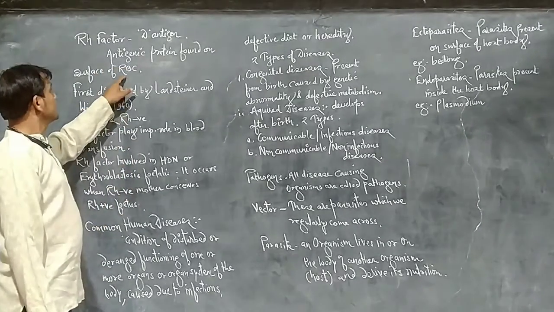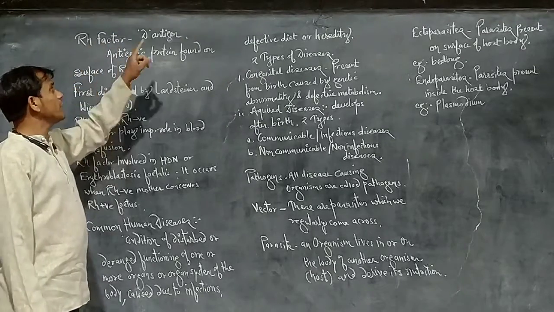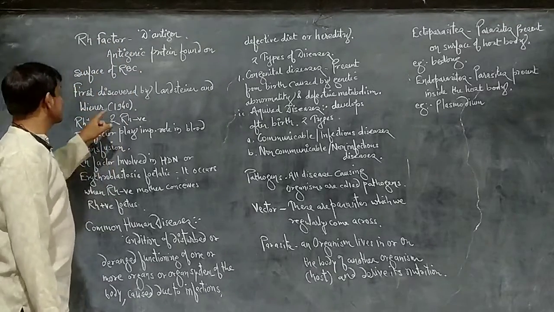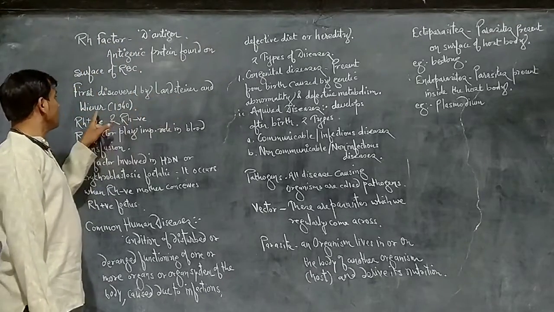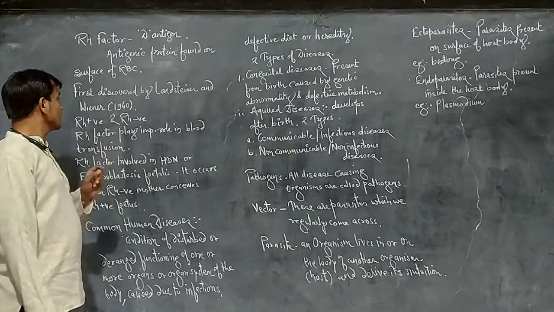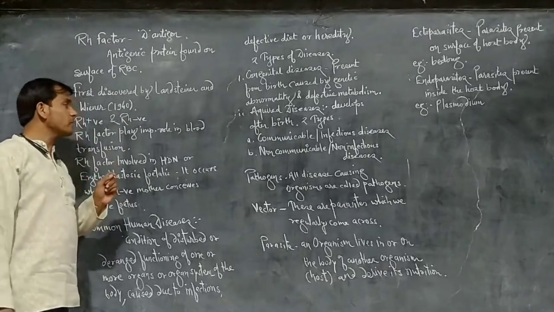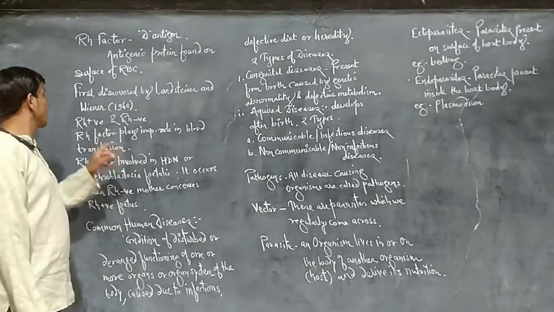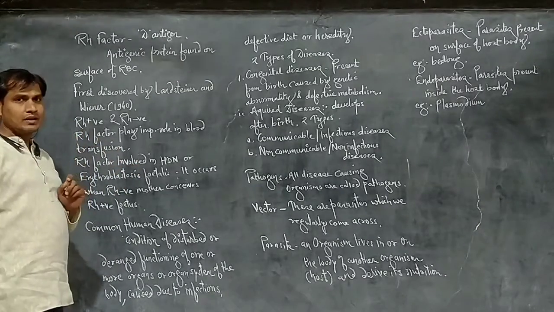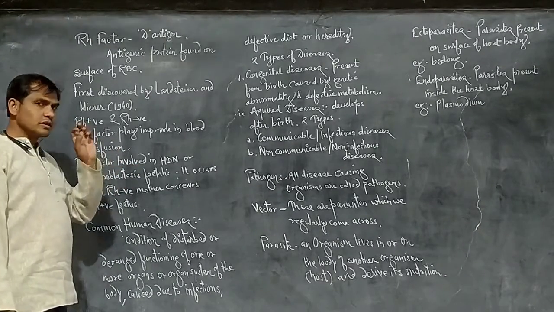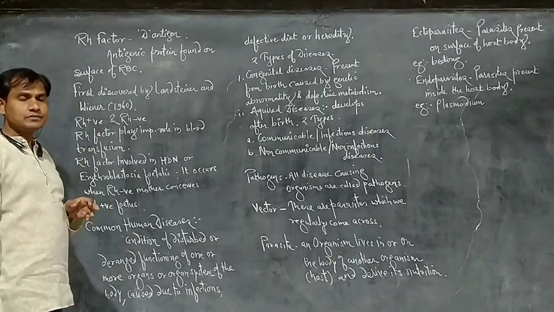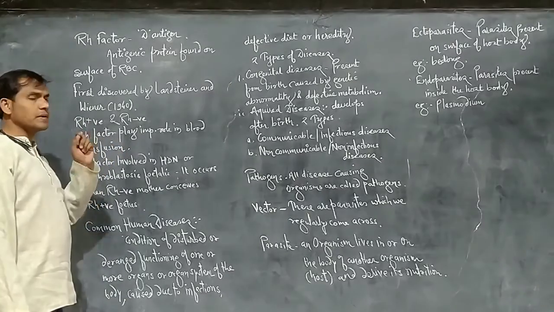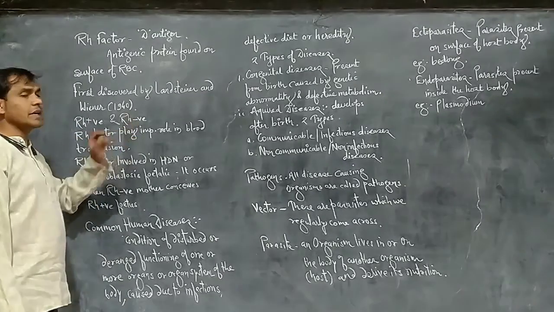This RH factor or D antigen was first discovered by Landsteiner and Wiener in 1940. If the RH factor is present on the surface of RBCs in a human being, that person is called RH positive. If the surface of RBCs lacks the RH factor, that person is considered RH negative.